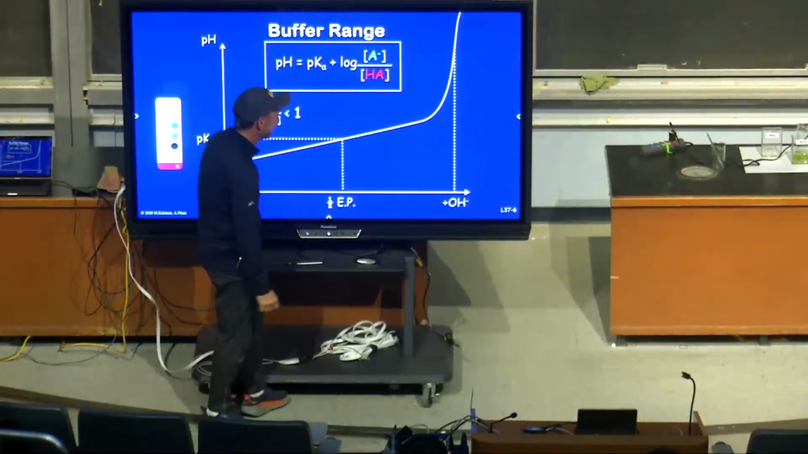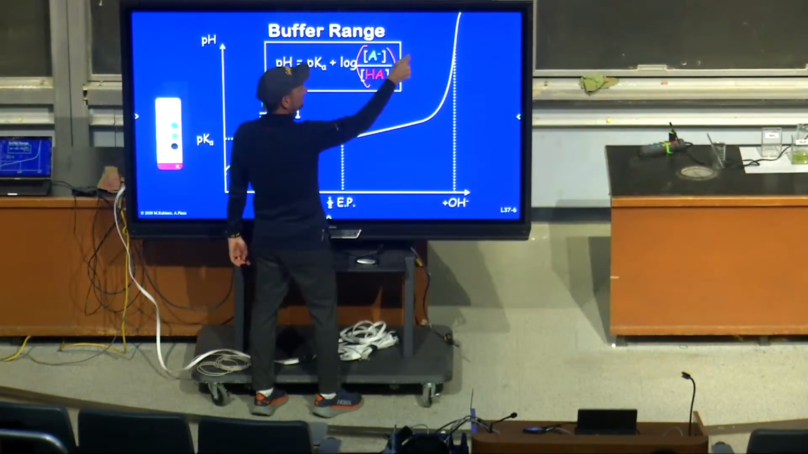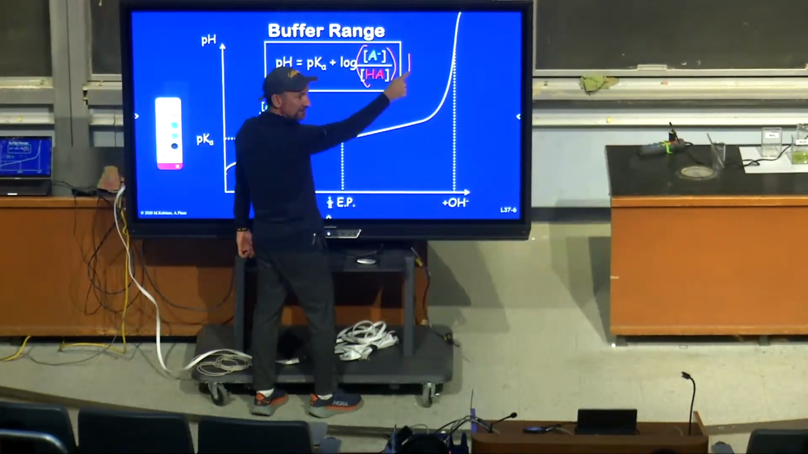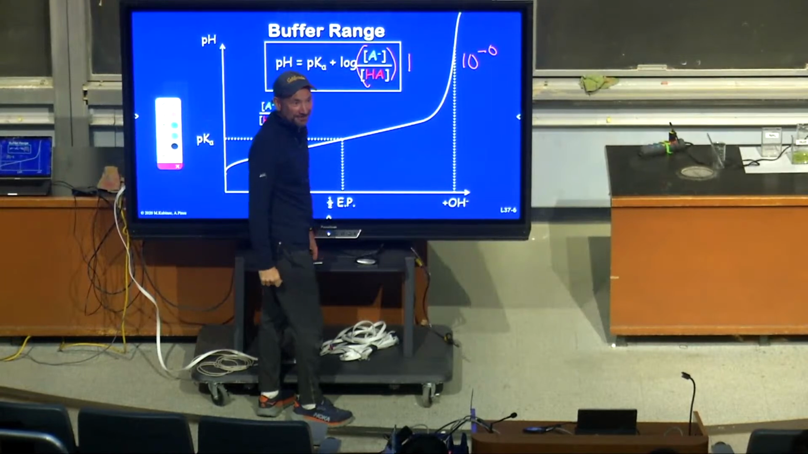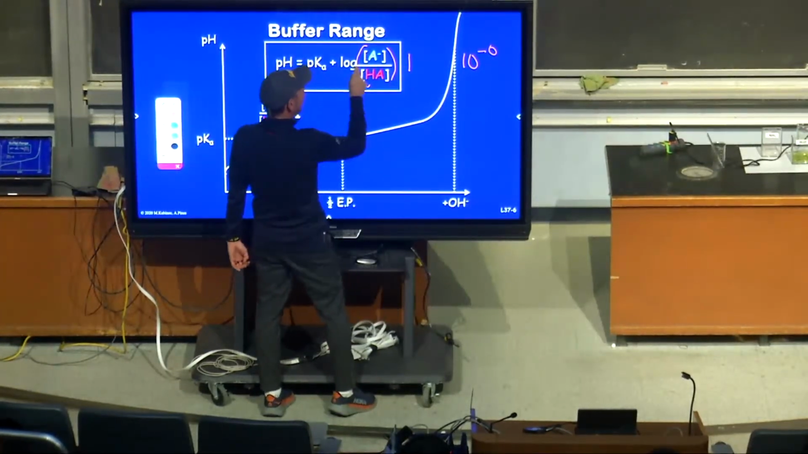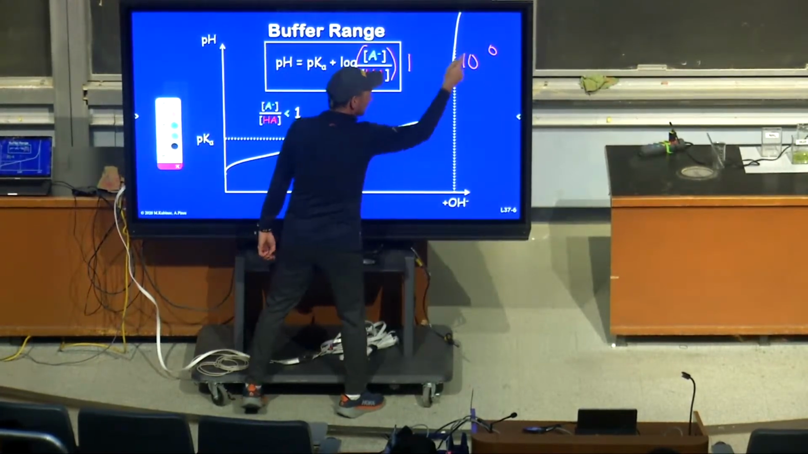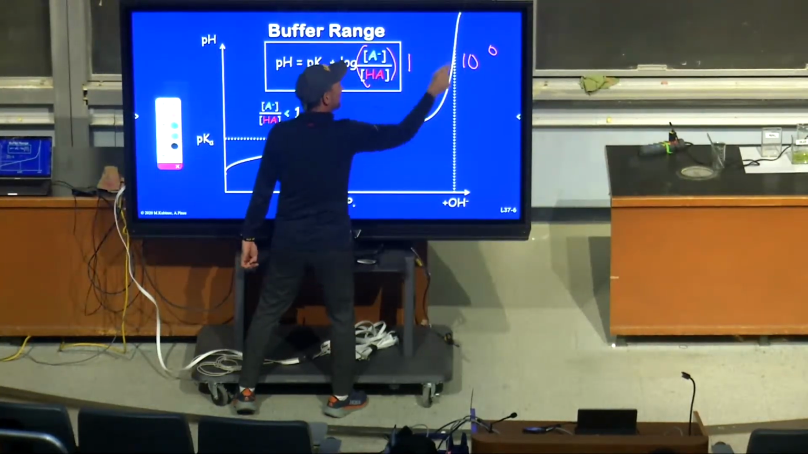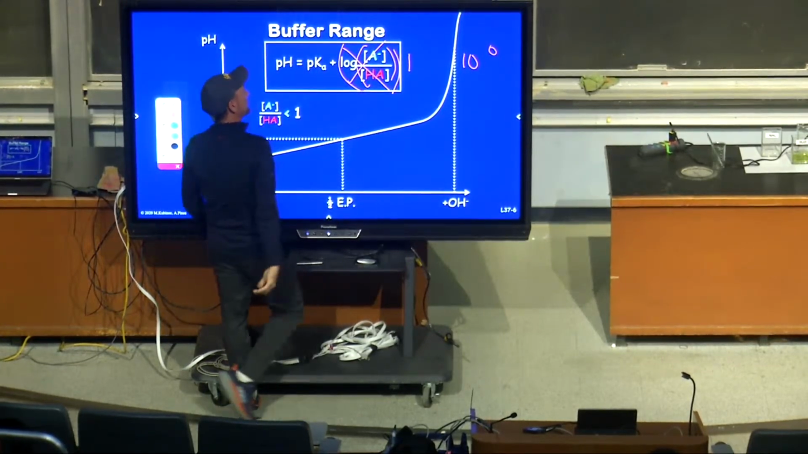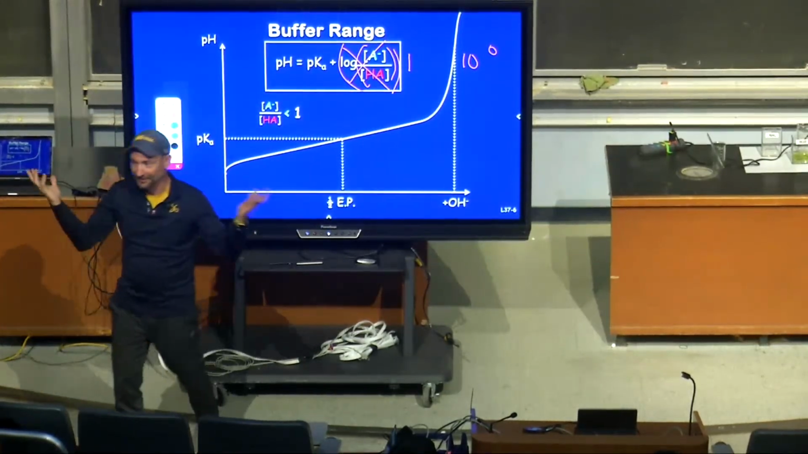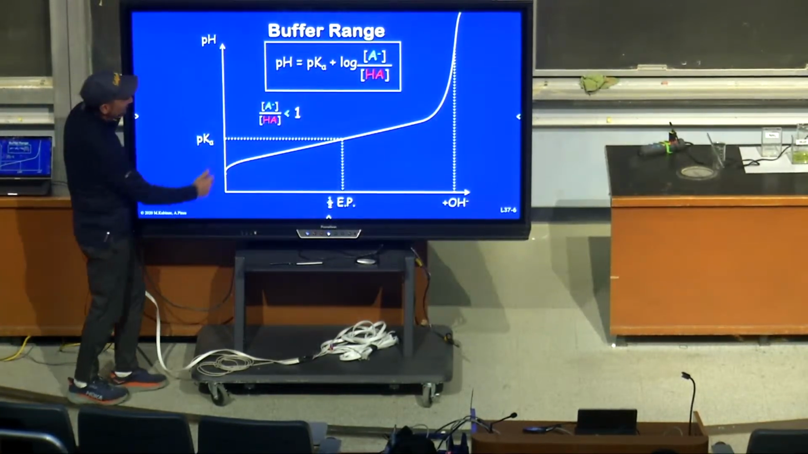Why is this the case? Because these two things are equal. If those two things are equal, what is this number? 1. Log of 1 is... 1 is 10 to the 0. Log of 10 to the 0 is 0. This whole thing is 0 if those concentrations are equal and the pH is the pKa. Sorry, forgot. You guys don't get that in high school anymore. I've got to spoon feed it to you.